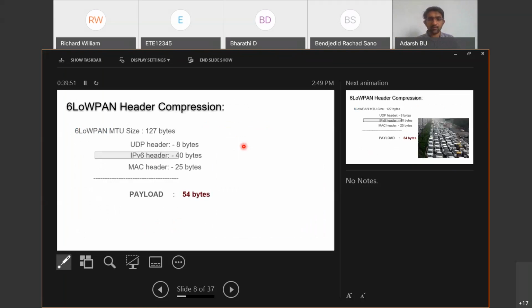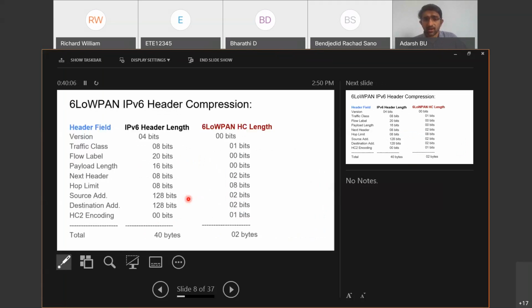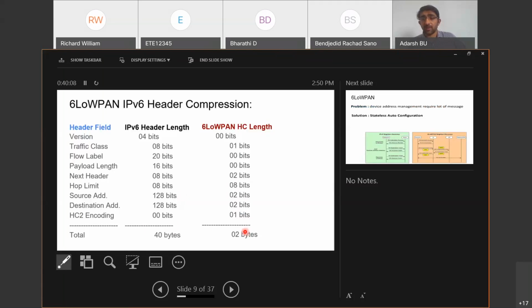I just want to go back to a previous slide. You can see here, IPv6 was using 40 bytes, and for payload it is only 54. So I have saved nearly 38 bytes. So 54 plus 38, I get a huge additional space to place my payload. That is for your information.